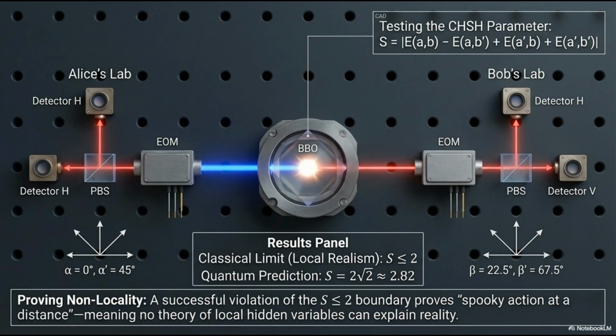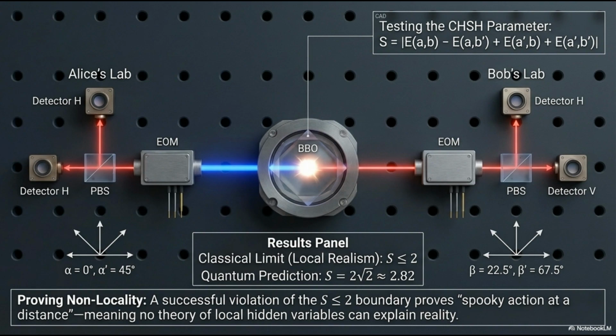Under classical local realism, the assumption that measurement outcomes are predetermined by hidden variables and no influences travel faster than light, this parameter S must always be less than or equal to 2. Quantum mechanics predicts a maximum achievable value of S equal to 2 times root 2, which is approximately 2.82, clearly exceeding the classical bound. A measured value of S greater than 2 is the experimental proof that no local hidden variable theory can explain the observed correlations in nature.